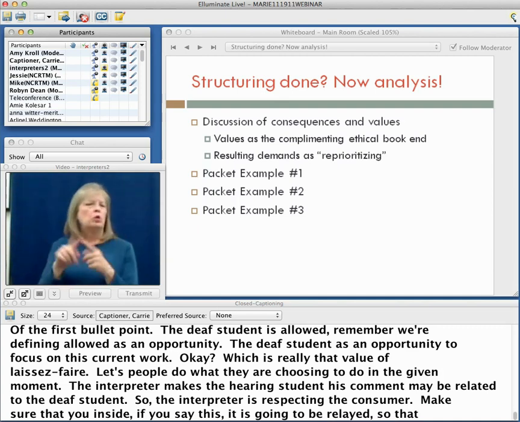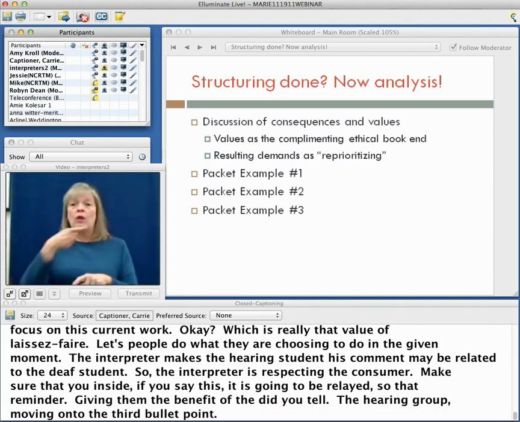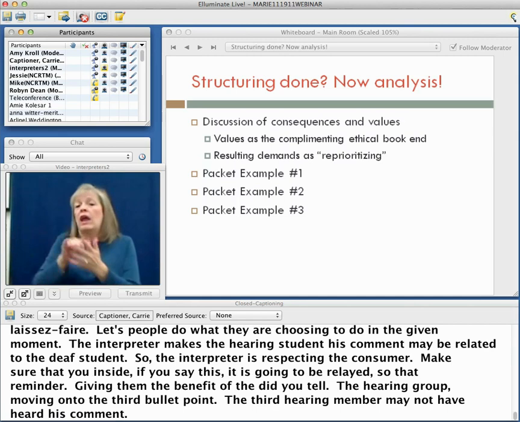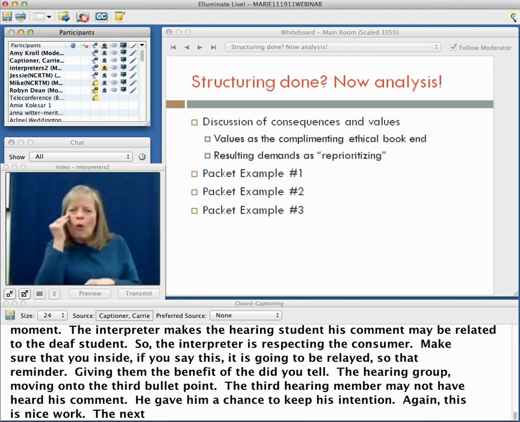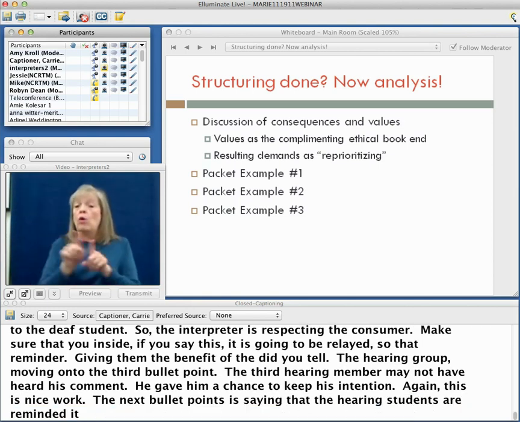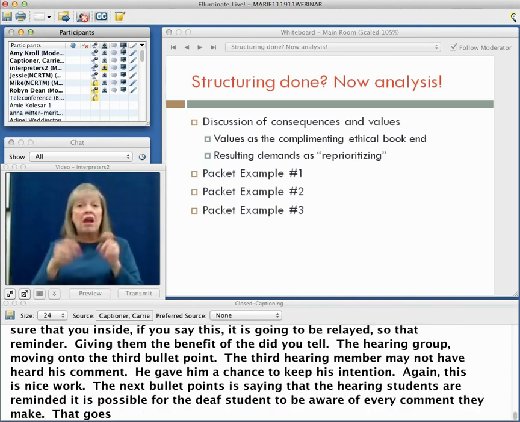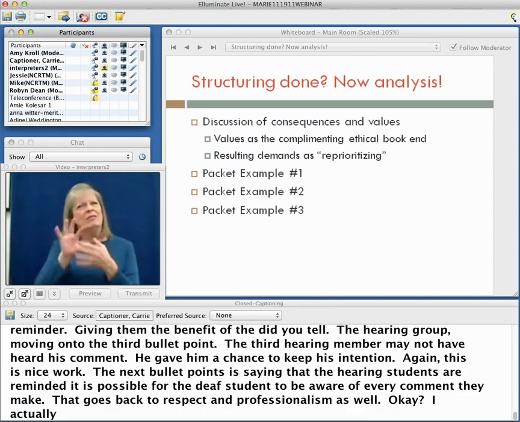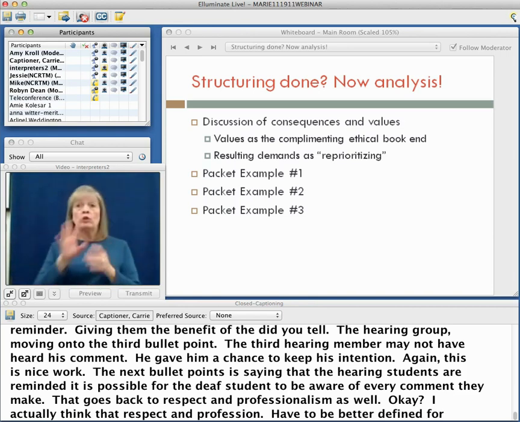Moving on to the third bullet point, since the hearing group member may not have intended for the deaf student to hear his comment, the interpreter has given the hearing group member a chance to keep his intention. Isn't that nice? I like this, it's again somebody else's work. Nice work. The next bullet point says the hearing students are reminded that it's possible for the deaf student to be aware of every comment they make. Okay, that goes back to respect and professionalism as well. Again, I actually think respect and professionalism have to be better defined for us, but regardless, there they are.